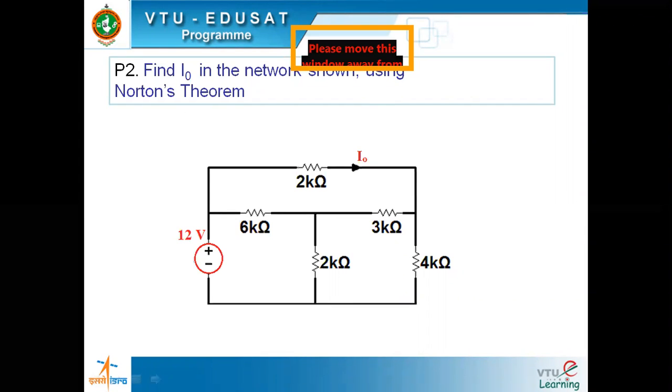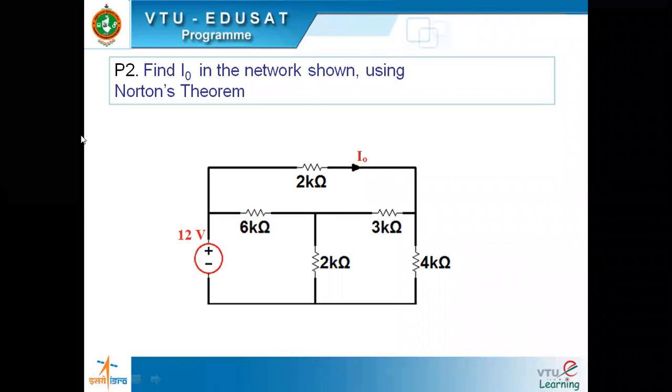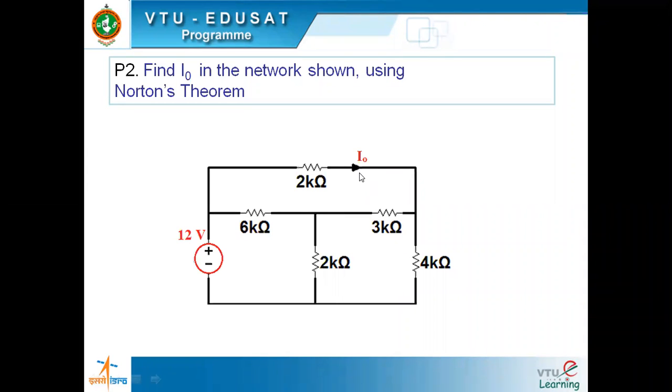You have to find I naught. Whereas in the previous problem we were finding the equivalent circuit, here we are finding I naught by using Norton's theorem. So what did we do in the Thevenin's theorem problem? The same needs to be done.